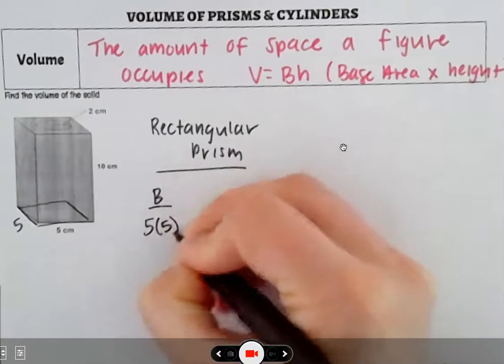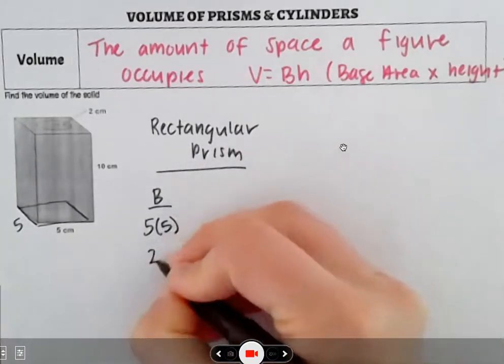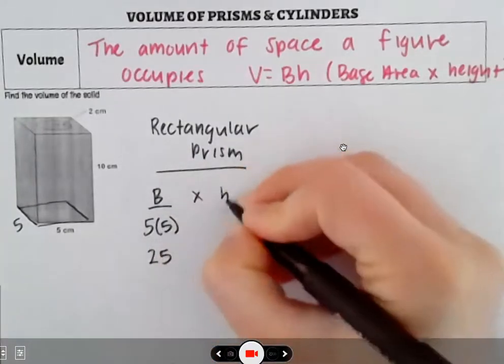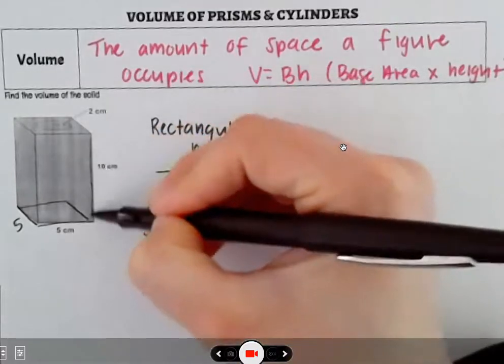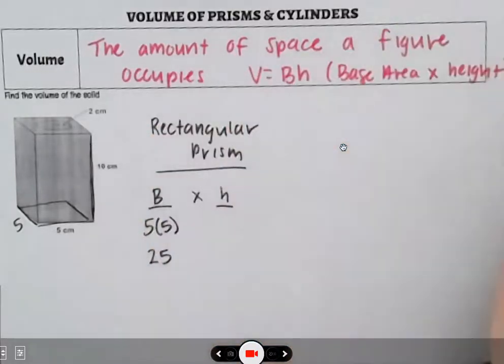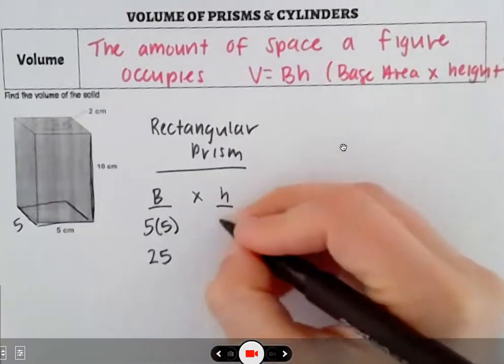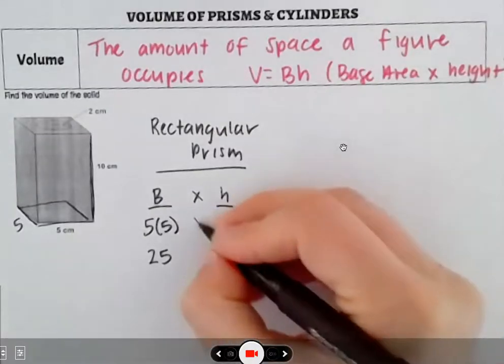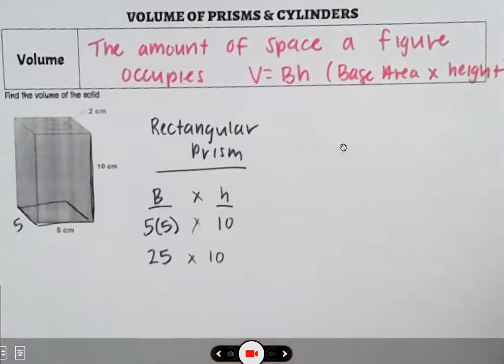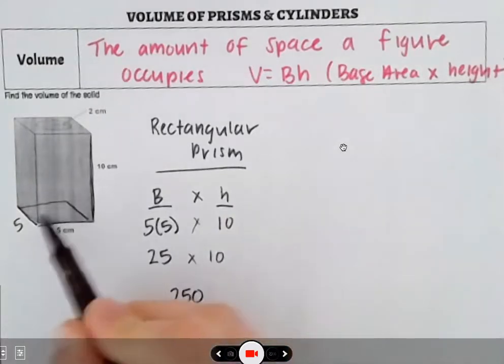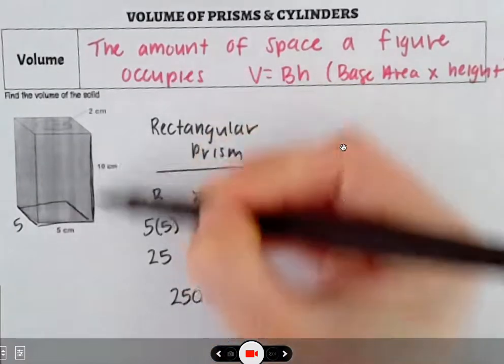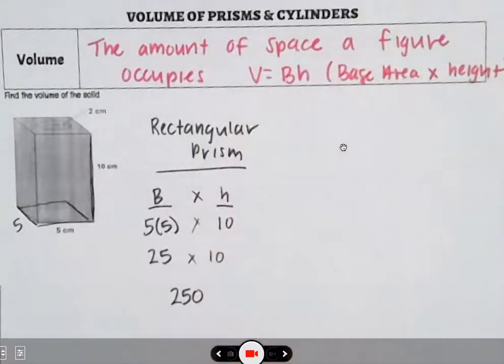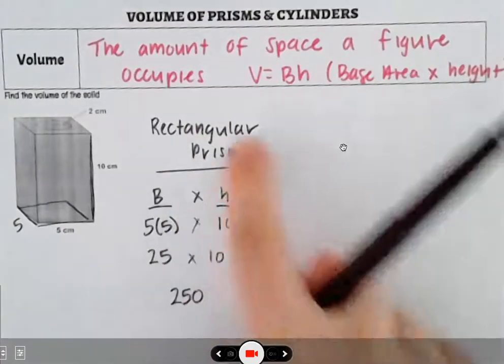5 times 5 is 25, times our height. Well, how tall is our rectangular prism? It's 10, right? So I'm going to plug in my 10 there. So I have 25 times 10 for a total of 250. Not too bad, right, guys and girls? So our base area, 5 times 5, times our height of 10. That's the volume of our rectangular prism.